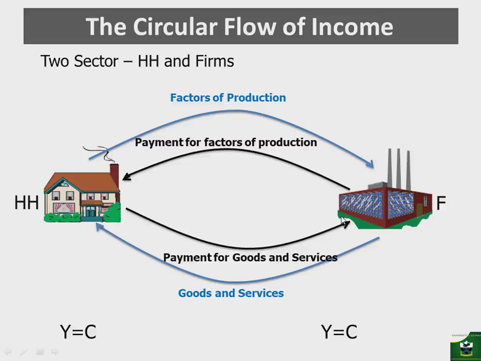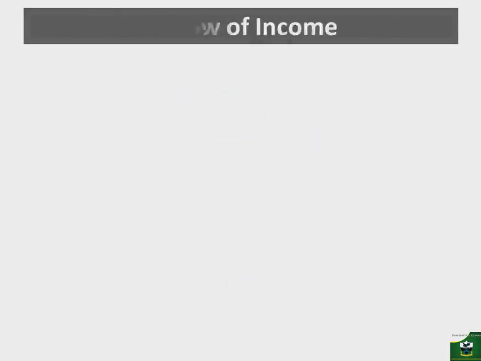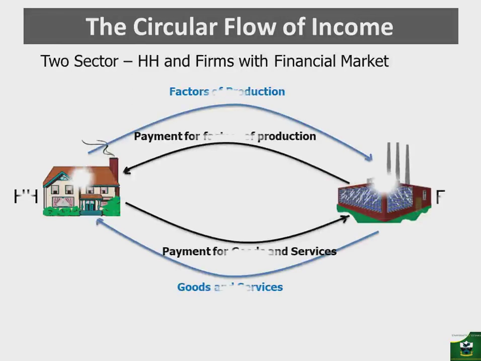Okay, let's now look at the introduction of the financial market. What will happen to the model if we introduce the financial market? For you to be able to analyze that, you first need to understand what is happening here: the outer loops, the blue arrows, are showing the movement of resources. The black arrows are showing the movement of income or money, to keep it simple. Therefore, if all the income is used on consumption by the household, then if you add the financial market, it means we're bringing in a new factor which would distort the smooth flow of income. Let's bring the financial market in.